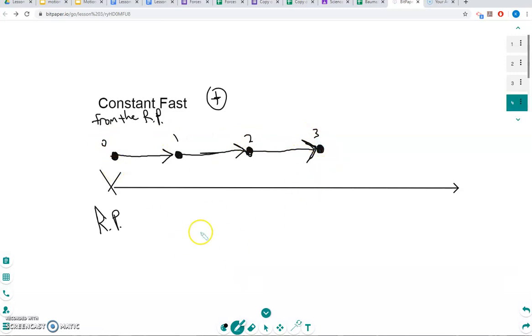So if we were to describe this one with our words, we would say the object starts from the reference point. It has a constant fast velocity in the positive direction for 3 seconds. Boom. Okay? So let's say constant and a fast velocity. I wanted you to see that one. All right, on to the next.